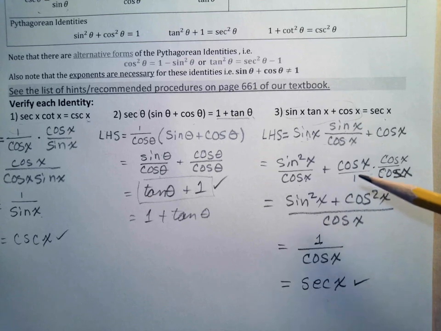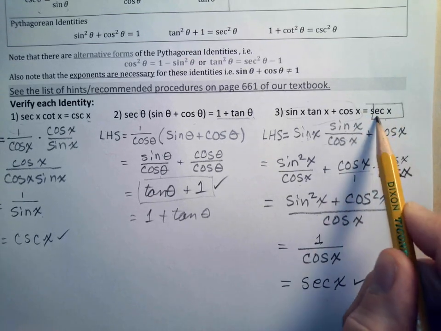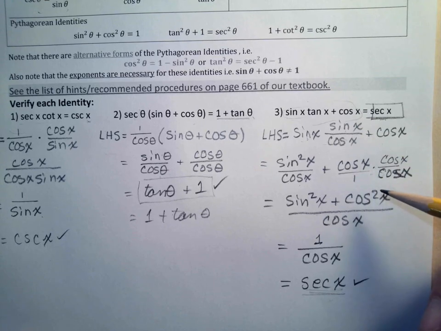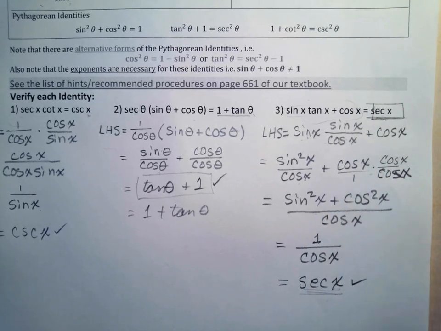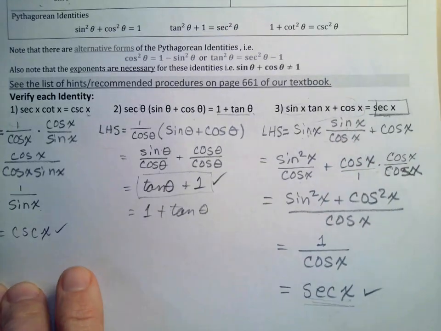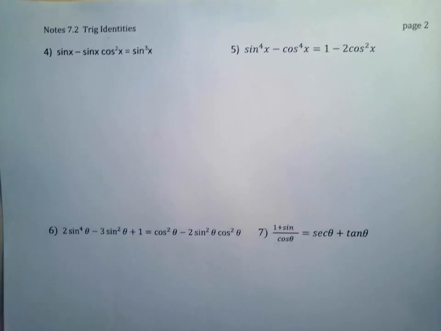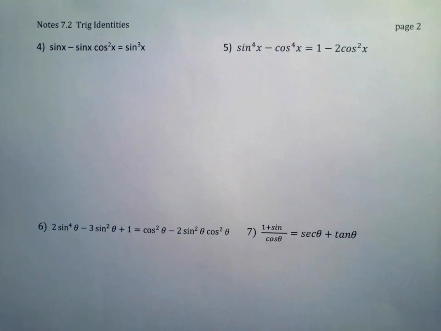All right, don't jump over, because remember, I'm essentially giving you the answer. It's right here. It's secant x. So you're not going to get a lot of points just for writing secant x. You've got to show me that you know all the steps that were required to get in there. All right, let's go on to number 4. Pause the video, try number 4, and then start the video back up.